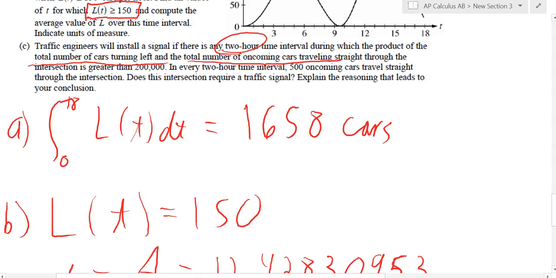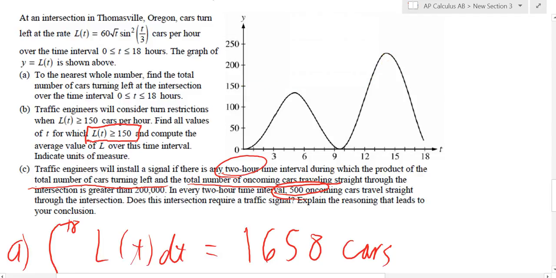We're going to multiply the number of cars that turn left, which is the integral of L of t, by the number of cars that are going straight. And luckily for us, the number of cars that are going straight is just 500 every 2 hours. Does that make sense? So all we're going to do is take 500 and multiply it by the integral of L of t over some 2-hour time interval. Okay? Now, if we're worried that too many cars are turning left, and you're looking at this graph, where does it make sense for us to check if too many cars are turning left? About what time? 14. Around 14 or 15. That make sense? Now we need a 2-hour time interval around about 14.